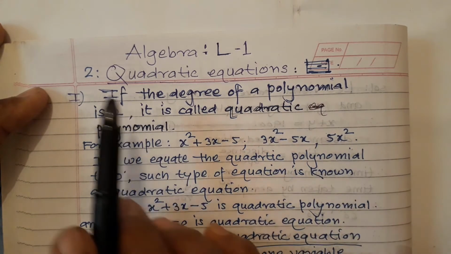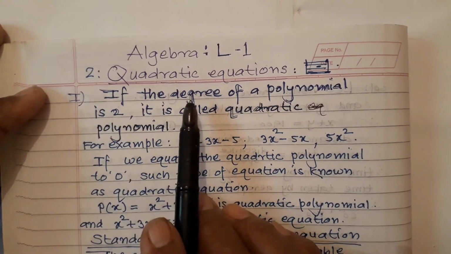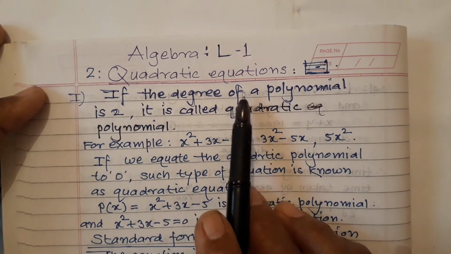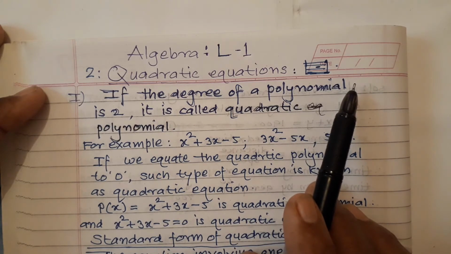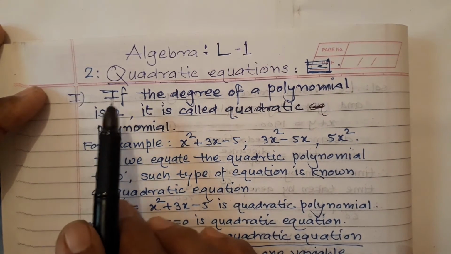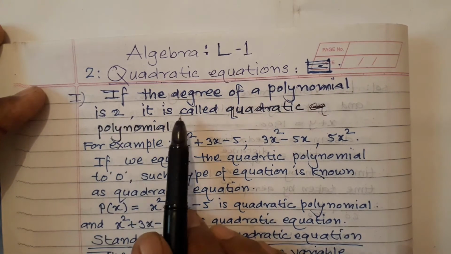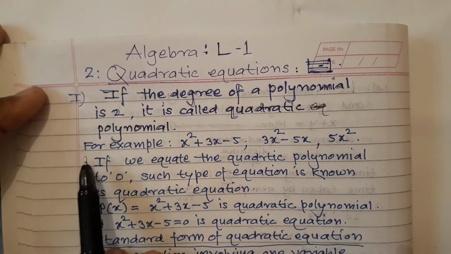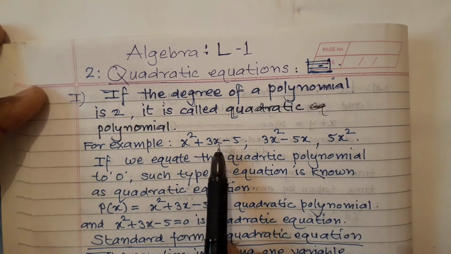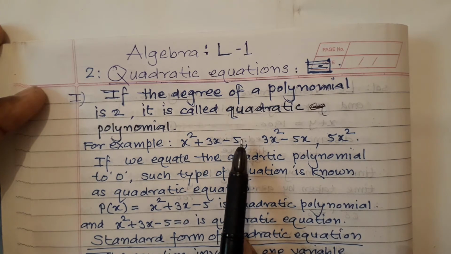Now you know what a polynomial is. A polynomial is simply an algebraic expression. Now try to understand. If the degree of the polynomial is 2, it is called a quadratic polynomial. That means, for example, x square plus 3x minus 5 is a polynomial in variable x.